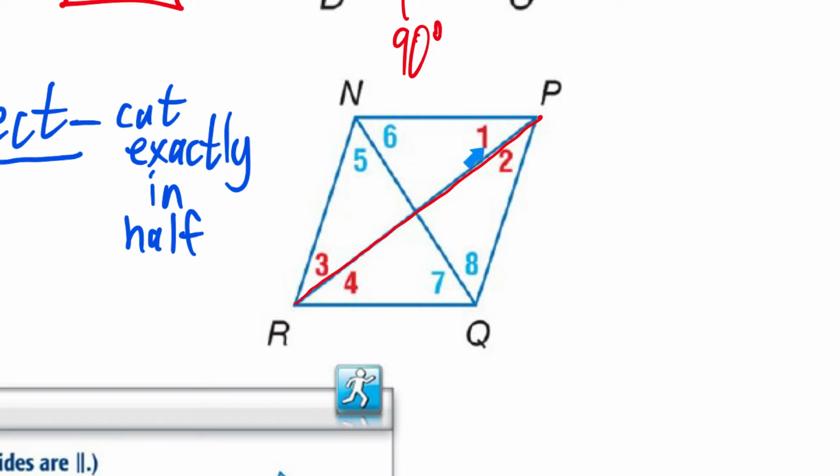So angle 3, angle 4, angle 1, and angle 2 would be equal. All right? So like if angle 3 is 30 degrees, angle 4 is 30 degrees, angle 2 is 30 degrees, angle 1 is 30 degrees. And the same thing is going to be true going this other way. 5, 6, 7, and 8 would all be equal to each other.